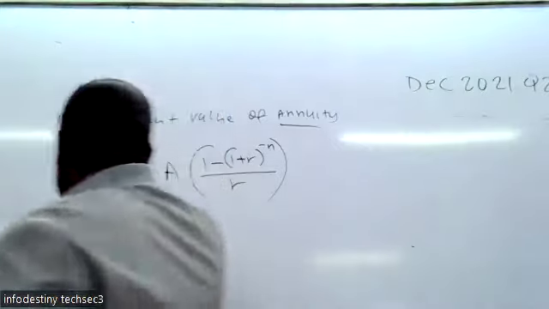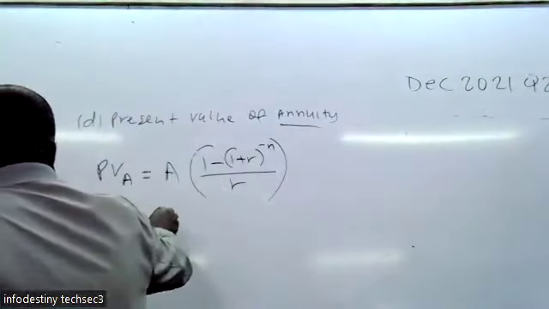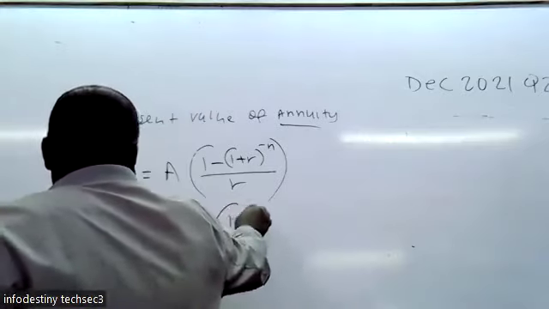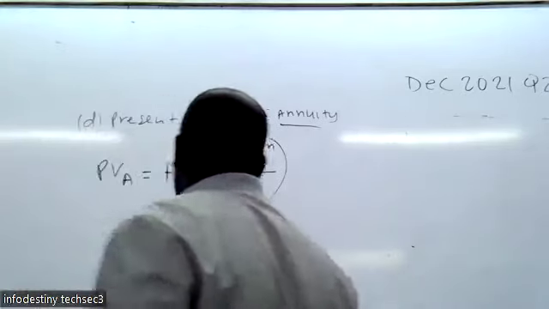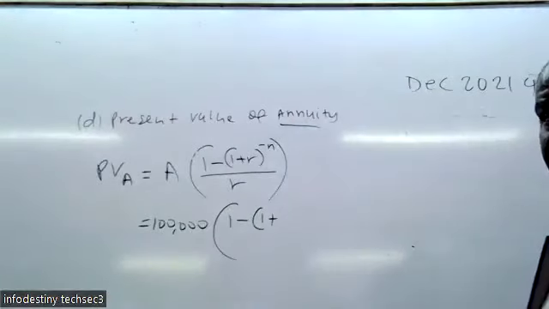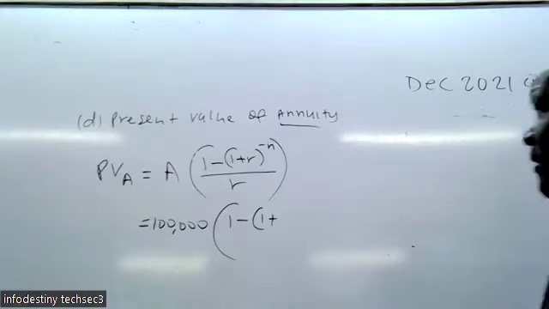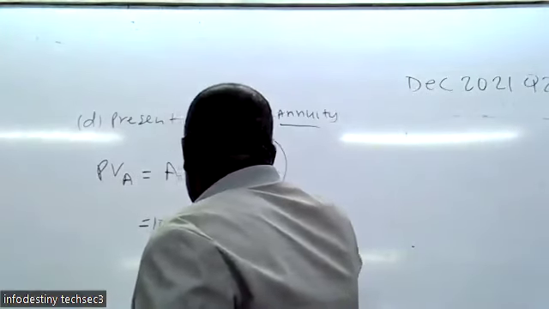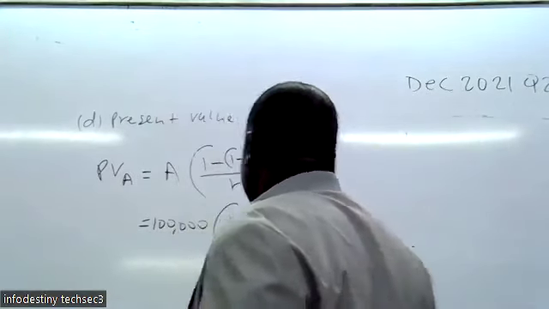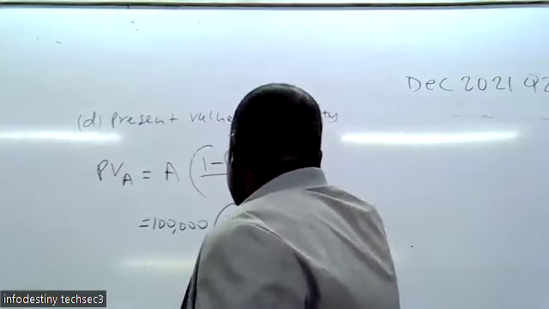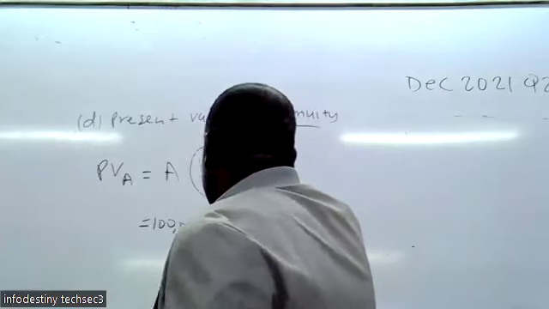So when the amount is given as 100,000, then 1 minus... R is the interest rate. R is meant to be our interest rate, whereby I gave you an interest rate of what percent? 12% is the same as 0.12. The period is how many years? 4 years, so N will be 4. Then we also divide by 0.12.